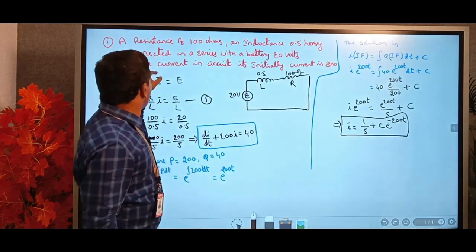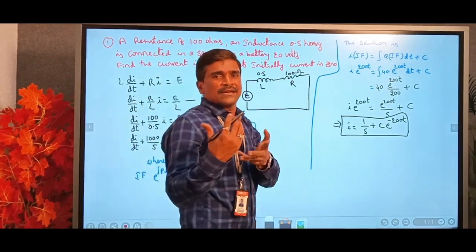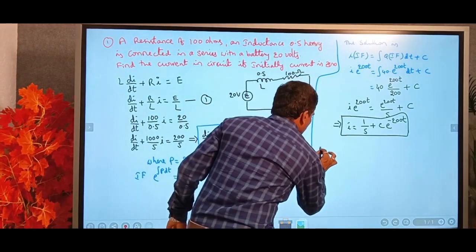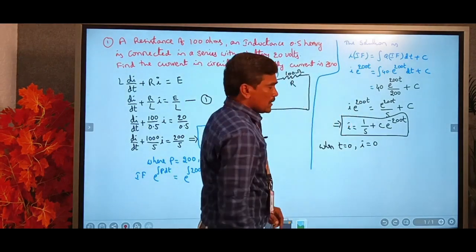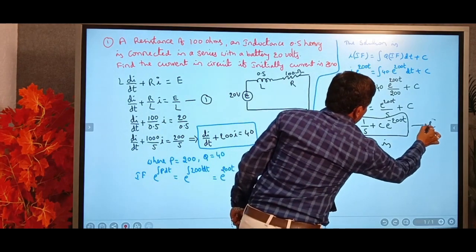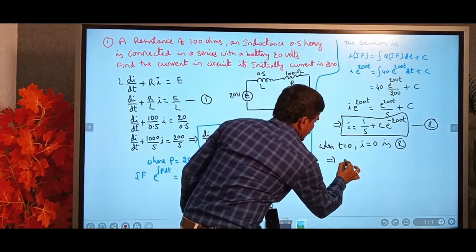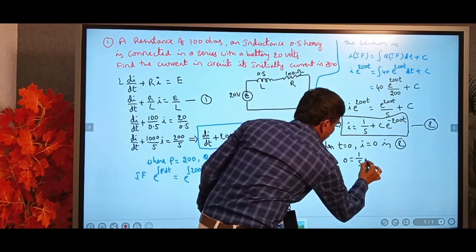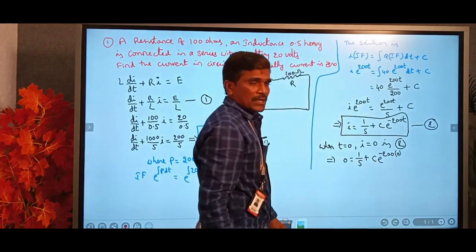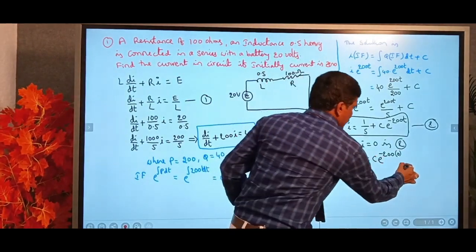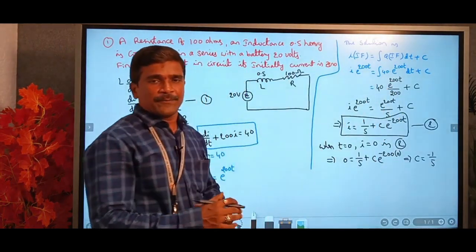Now it is given to find the current in the circuit if initially the current is 0. Initially means when t is equal to 0, there is no current. So take t equal to 0, I equal to 0, and substitute in the above equation, which is considered as equation 2. Then 0 equals (1/5 plus C) into e^(-200 into 0). Now e^0 is 1, so C is equal to minus 1/5.